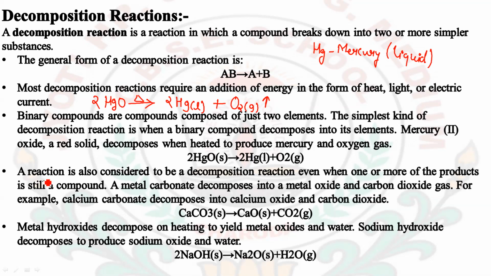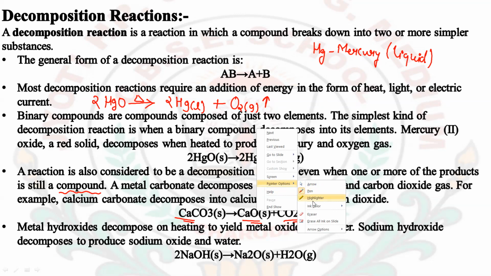Another example I have taken here: a reaction is also considered to be a decomposition reaction even when one or more of the products are compounds in themselves. Means when a compound is broken down, the products can also be compounds. When a single reactant is broken up into two or more compounds, that is also a type of decomposition reaction only.